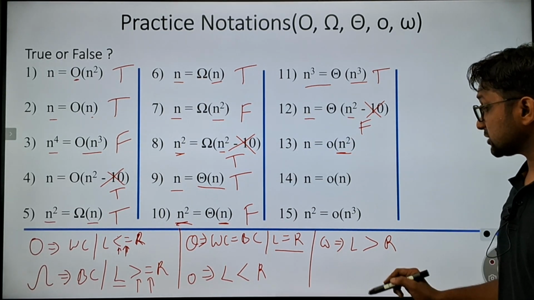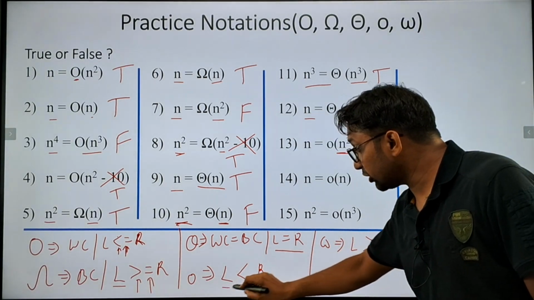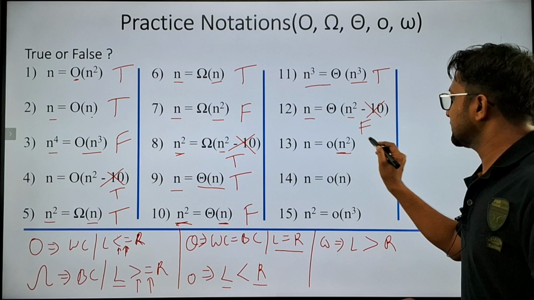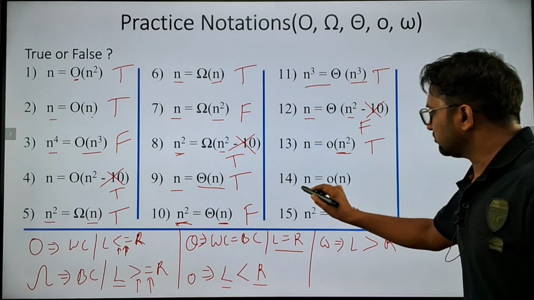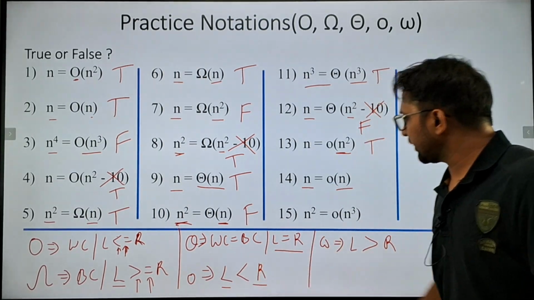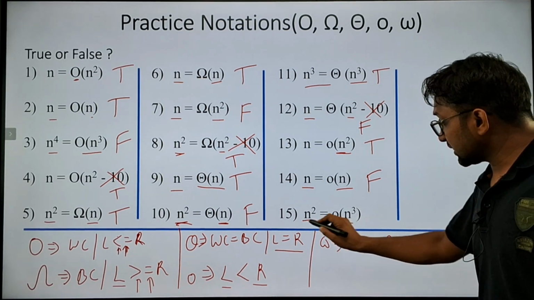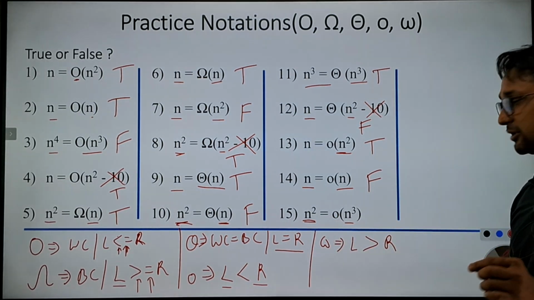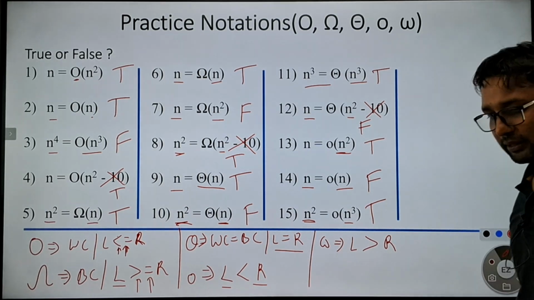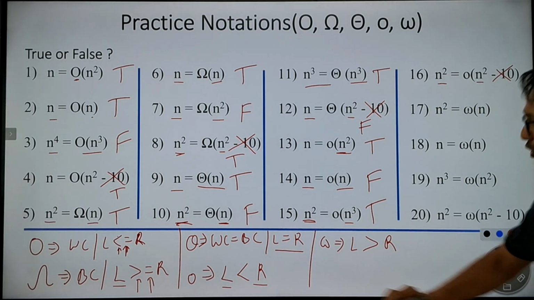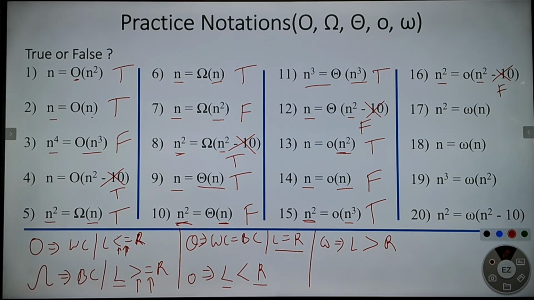Little o says that right hand side should be strictly greater than left hand side, yes. N square is greater than n, yes, so this is true. Both cannot be equal. Equal is not there in small o notation, this is false. Right hand side is greater than left hand side, yes, n cube is greater than n square, this is true. Let me take more examples and try it. Remove the constant and check out. They are equal. No, equal is not allowed in small o notation, this is false.